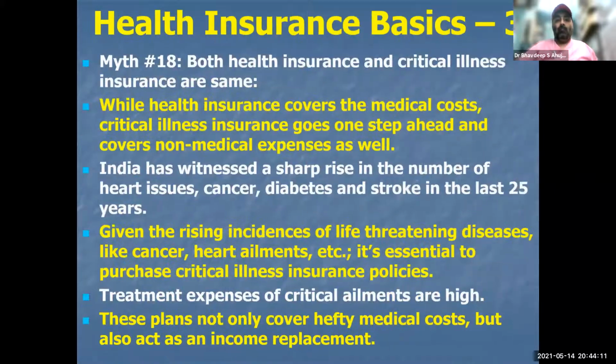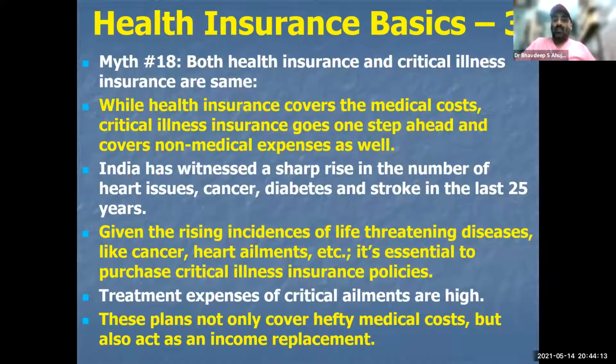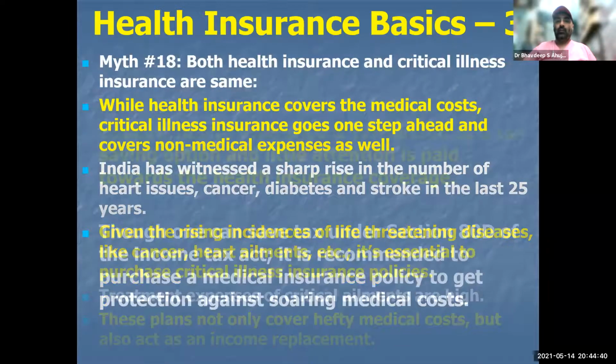Then, myth: both health insurance and critical illness insurance are the same. At least you know now these are 2 different things. Critical illness covers 3 to 37 diseases, like heart issues, cancer, diabetes, stroke. All these we have discussed separately in a complete session that is on YouTube. It went live last Sunday, so you can watch it and know what exactly critical illness entails. It awards you a lump sum amount in one go.